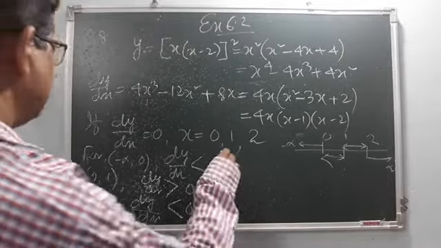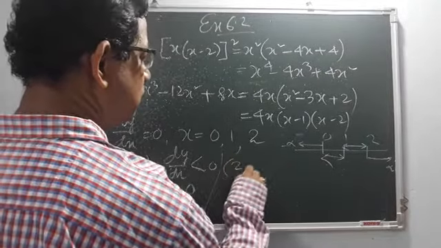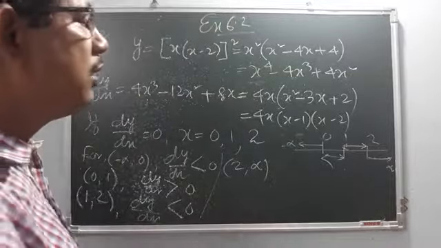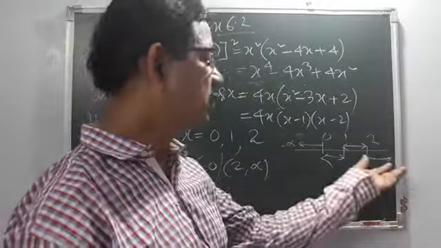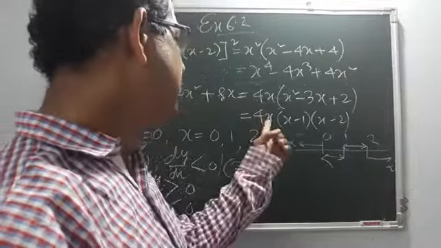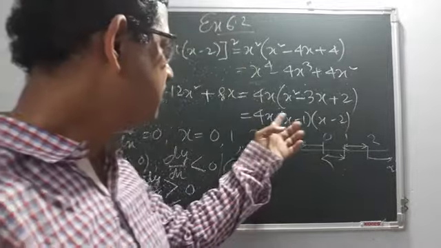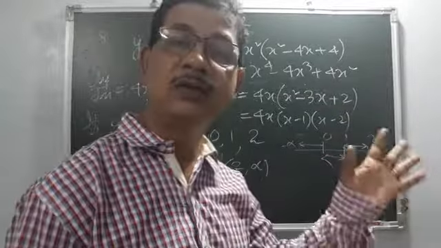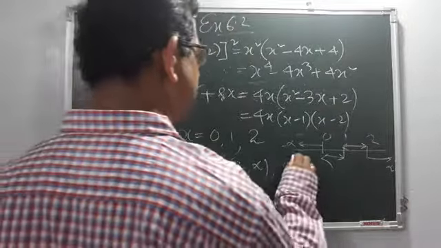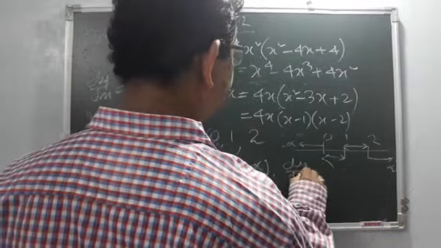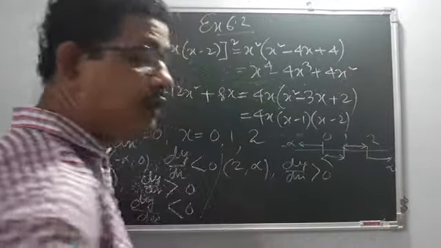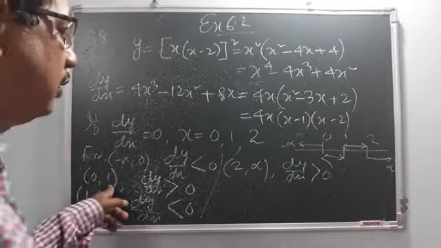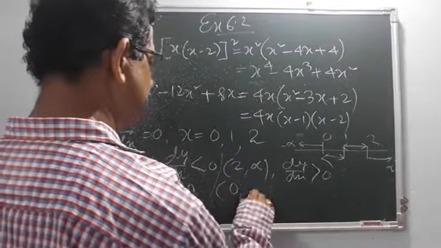Now the last one, that is for 2 to infinity. If we consider any value greater than 2, suppose 3. If you put 3, this one is positive, 3 minus 1 is 2, positive, 3 minus 2 is 1, also positive. So we are getting dy/dx positive. They ask for increasing, so you find 0 to 1 and 2 to infinity.